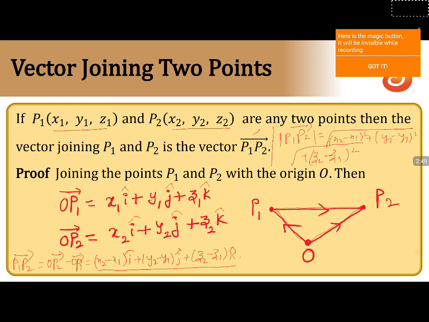Now we want to calculate the distance between the two points P1 and P2. So the magnitude of P1P2 is nothing but the square root of the sum of the squares of the coefficients of i, j and k. That is, the square root of (x2 minus x1) whole square plus (y2 minus y1) whole square plus (z2 minus z1) whole square. So by calculating the magnitude of P1P2, we'll get the distance between the two points P1 and P2.